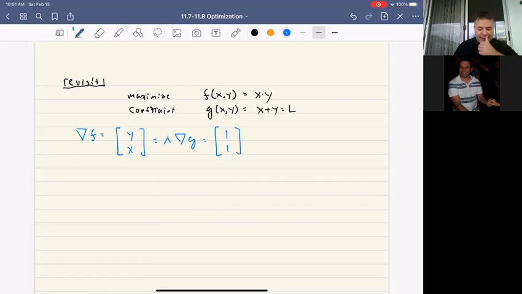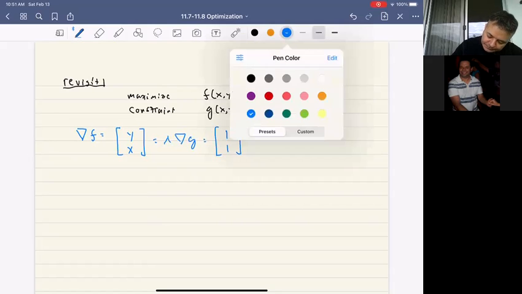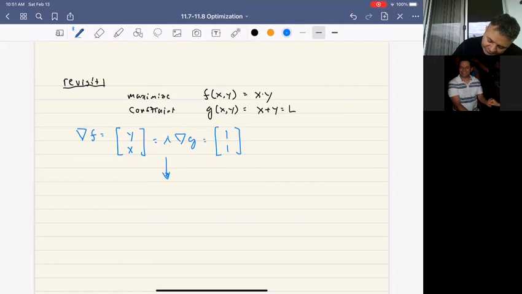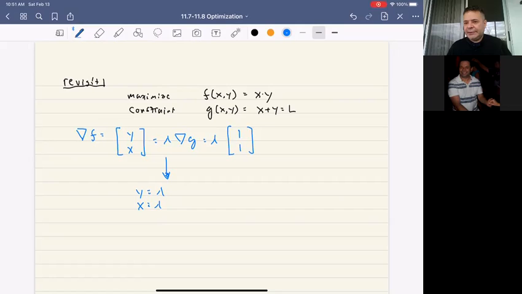So what do we get? Running this through, we get y equals, I forgot my lambdas here, y equals lambda, x equals lambda. So I actually don't need to know what lambda is. But what I get here is that x and y are the same. So from the constraint, I get that x and y are both L over 2.